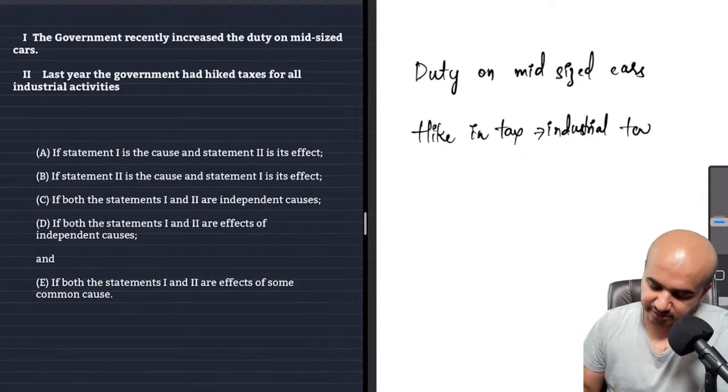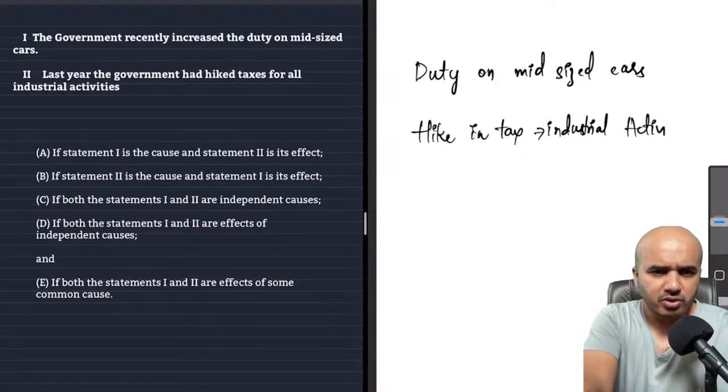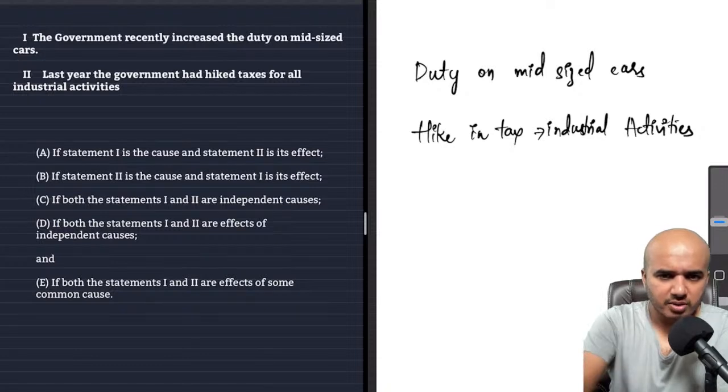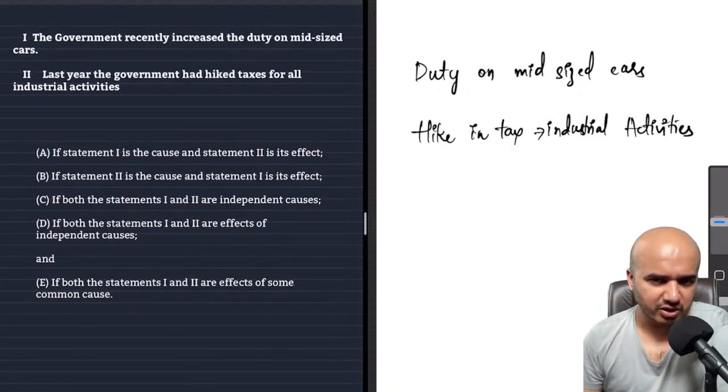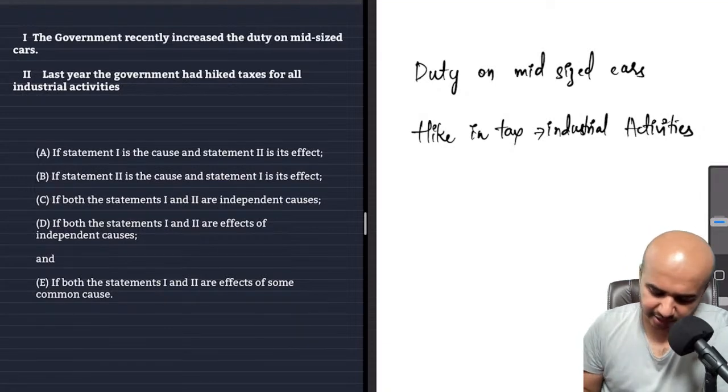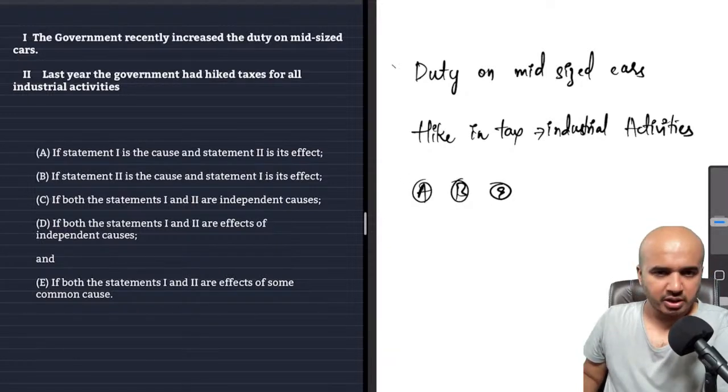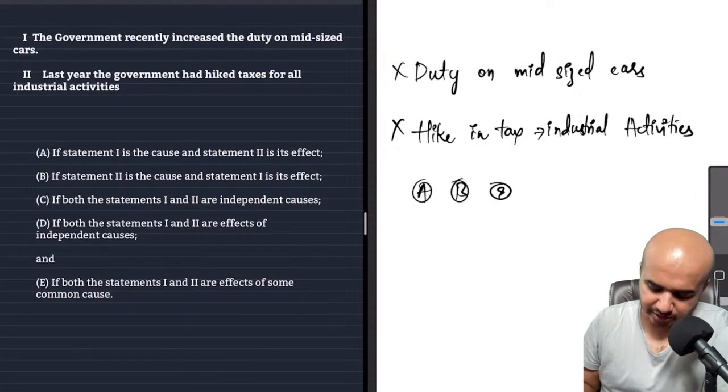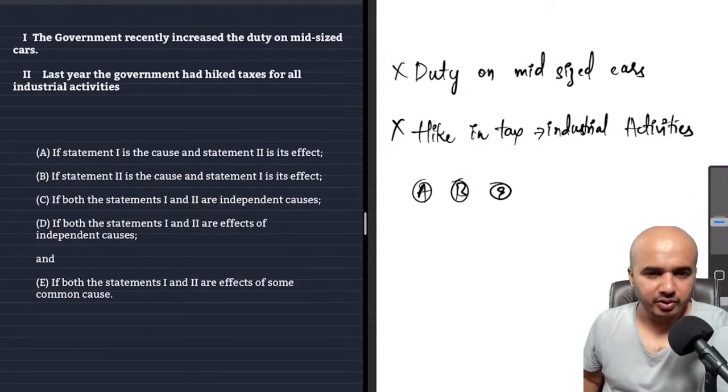Taxes for industrial activities. How are these two related? Are they even related? Just because cars also come under industrial activities, we cannot link both. Obviously, options A and B, including option E, are ruled out. There is no connection between these two statements. So now we have to look at only option C and option D.